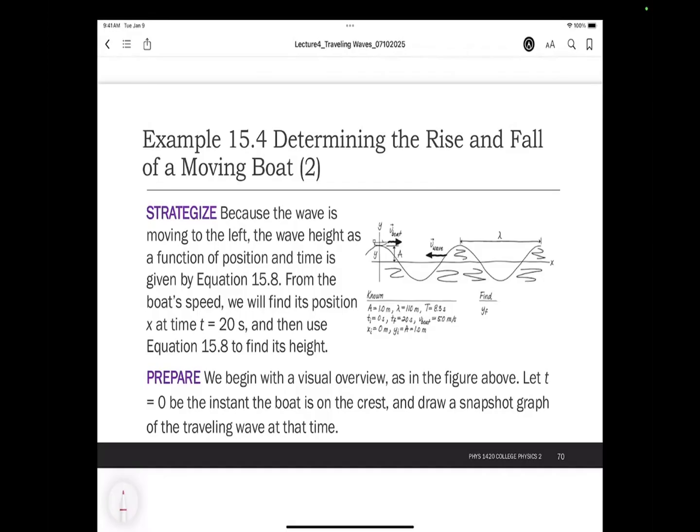We begin with a variable overview, as in the figure above. Let t equals 0 be the instant the boat is on the crest. Here is the crest, and we draw a snapshot graph of the traveling wave at that time.